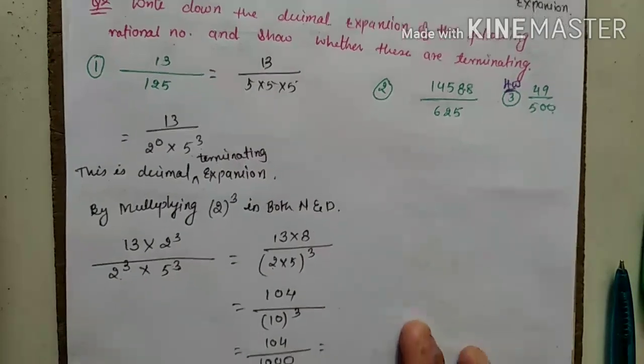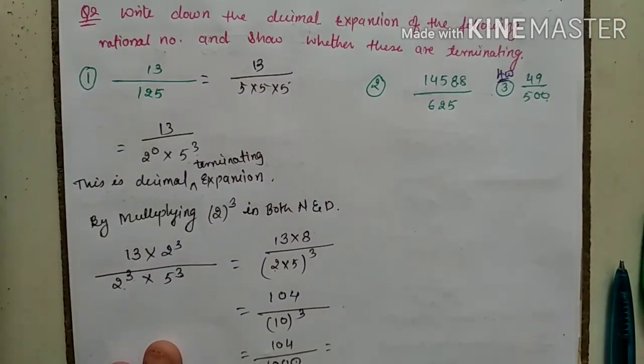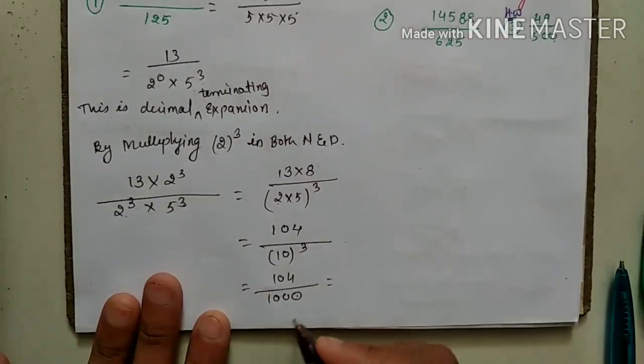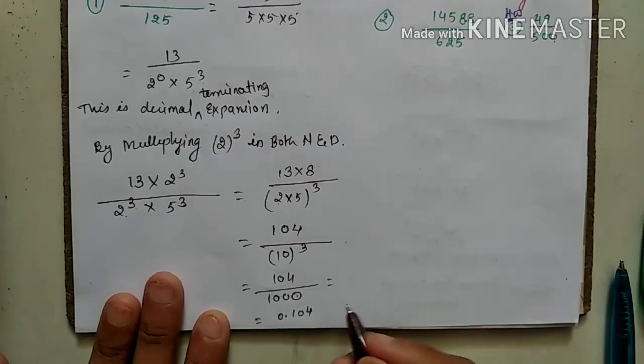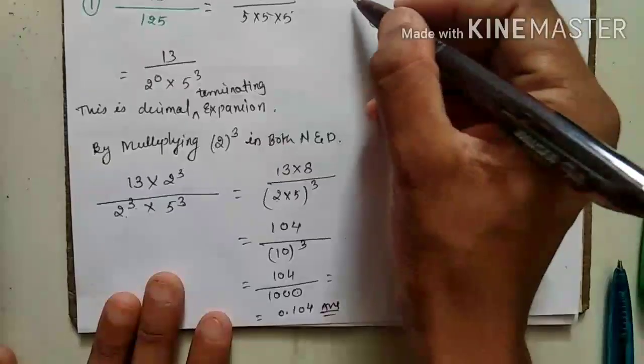So you can write it in decimal form. How? Just see, 1 2 3. So above, you have to put the point before 3 numbers. So what you will write: 0.104. So this is your answer of this complete question. Is it clear? Now come to the second question.